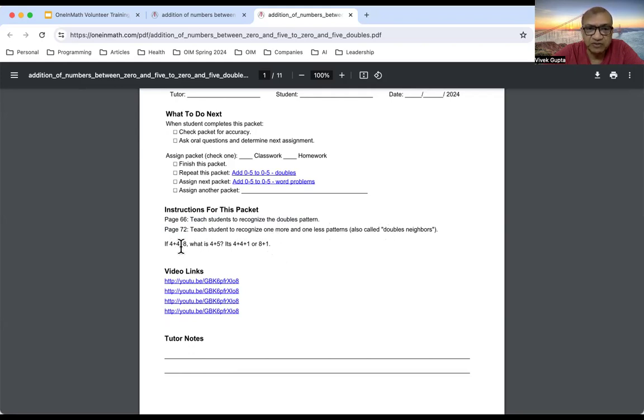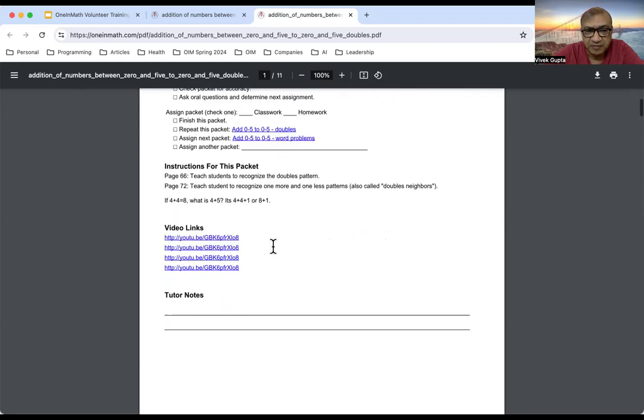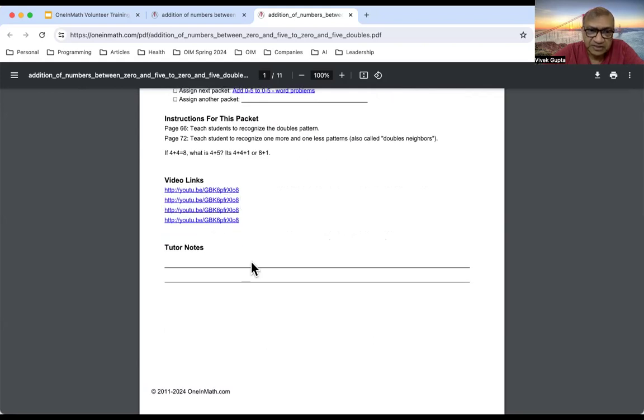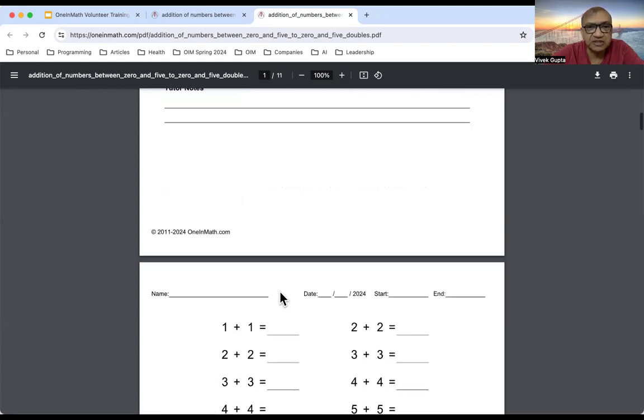So if 4 plus 4 is 8, then what is 4 plus 5? 4 plus 5 is 1 more than 4 plus 4. So 4 plus 4 is 8, plus 1, which is 9. And there are actually video links, and there are some notes if you want to write them down. So that's usually what the starting page of the packet is.